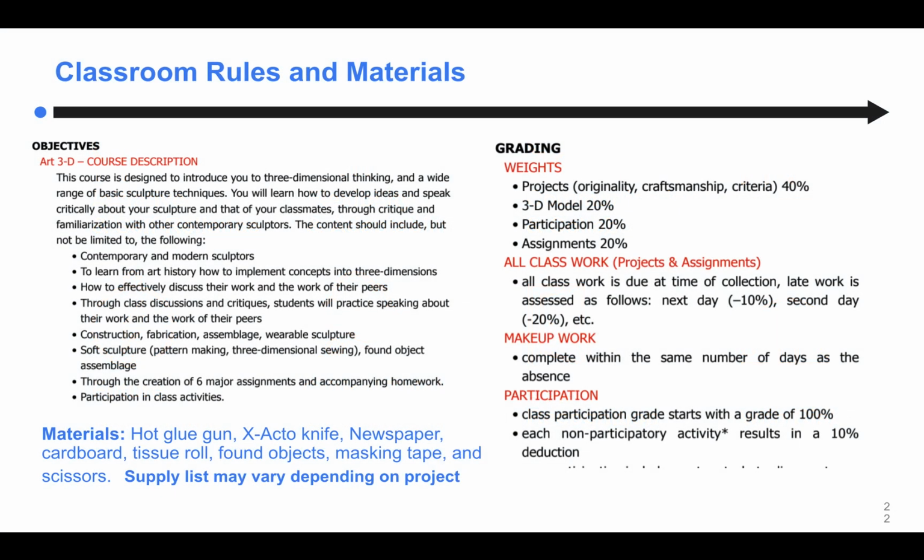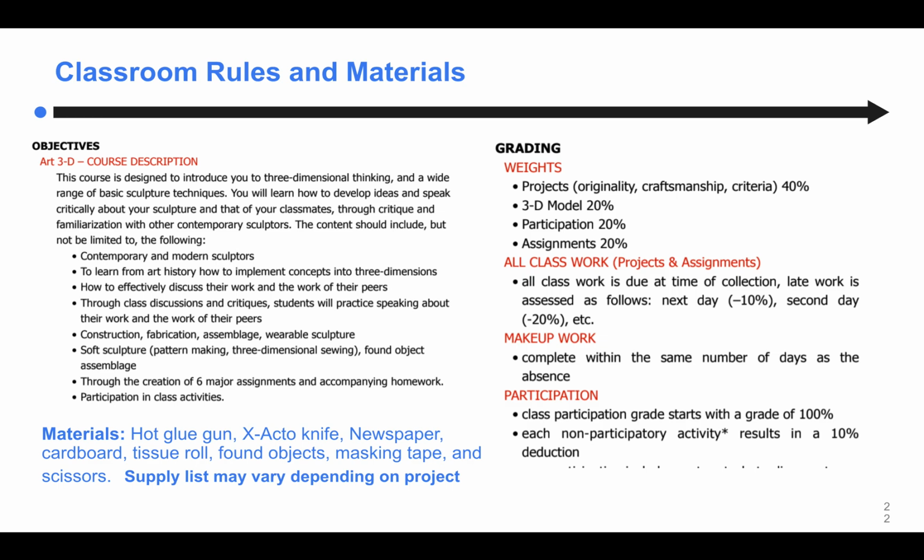Class rules and materials. All right, so the class again is a contemporary and modern sculpture. They get to learn the history of fabrication, assemblage, wearable sculpture, soft sculpture. So we get into a lot of different type of 3D mediums. The grade is weighted 40% project, 20% modeling, 20% participation, and assignment 20%.